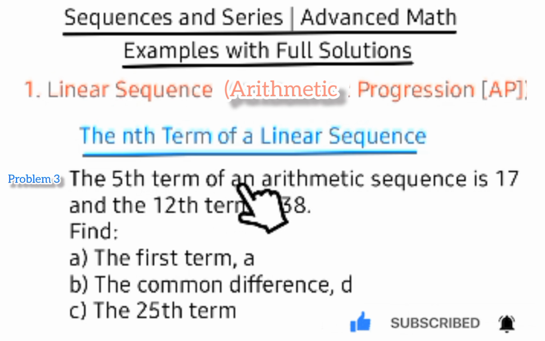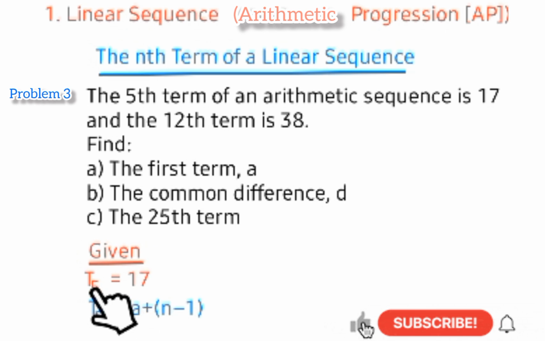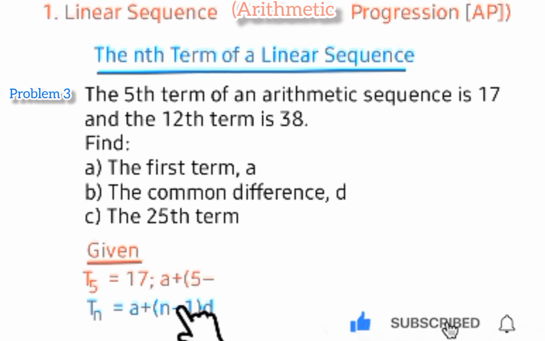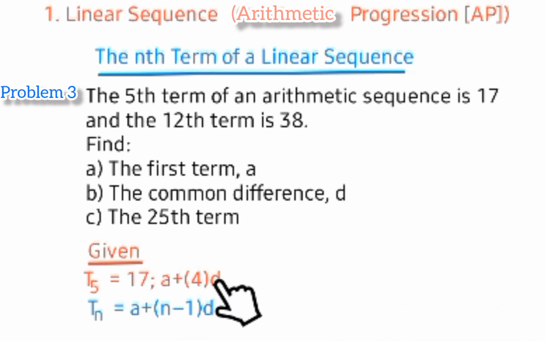Now let's solve the third challenge. The fifth term of an arithmetic sequence is 17. That is T5 equals 17. Applying our usual formula, T5 will be equal to A plus N, being the fifth term, 5 minus 1 D. 5 minus 1 gives 4. 4 multiplied by D gives 4D, which is equal to 17.